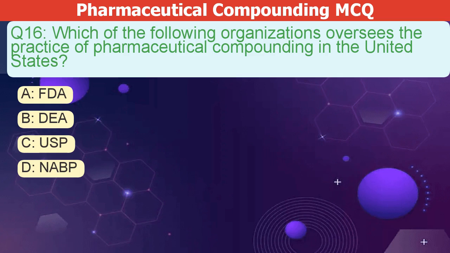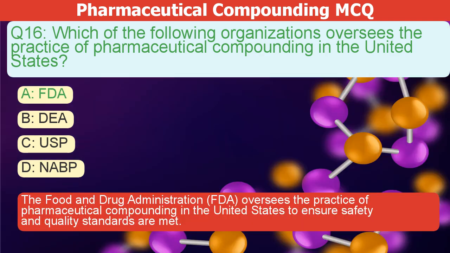Which of the following organizations oversees the practice of pharmaceutical compounding in the United States? A. FDA. B. DEA. C. USP. D. NABP. The correct answer is A. The Food and Drug Administration, or FDA, oversees pharmaceutical compounding in the US to ensure safety and quality.